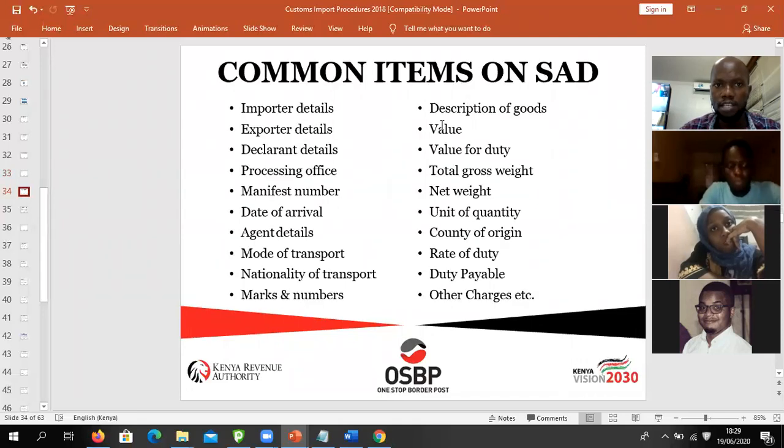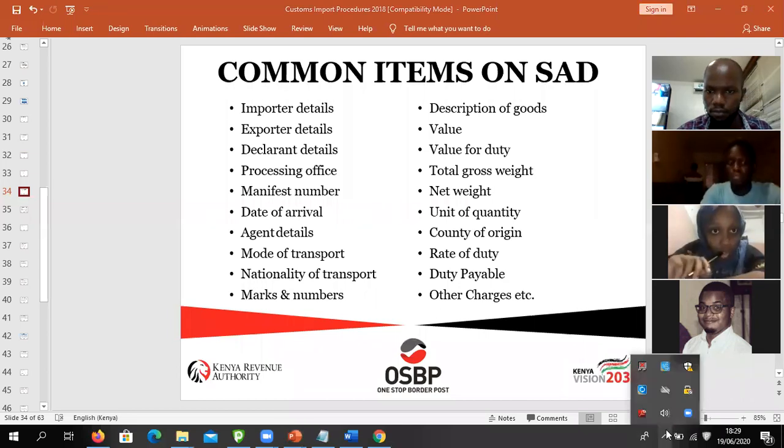So common items in a single administrative document. We have the importer details. I think I'll be forced just to try and share one. We have the importer details.